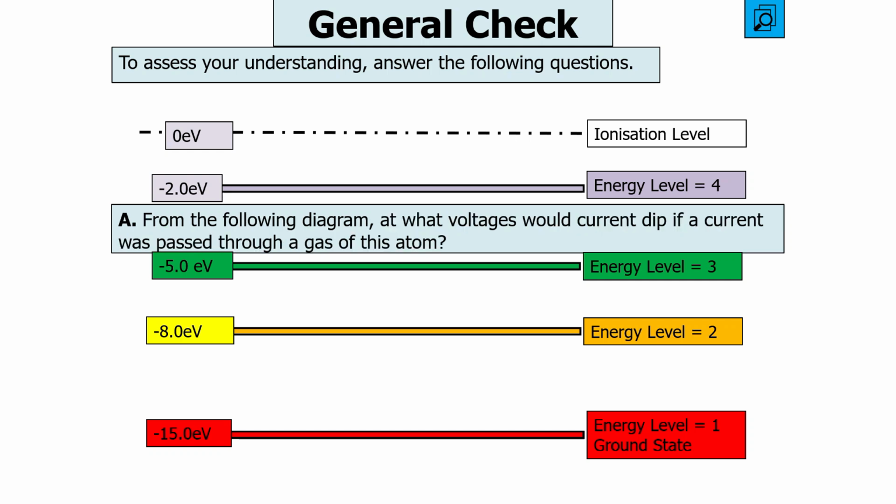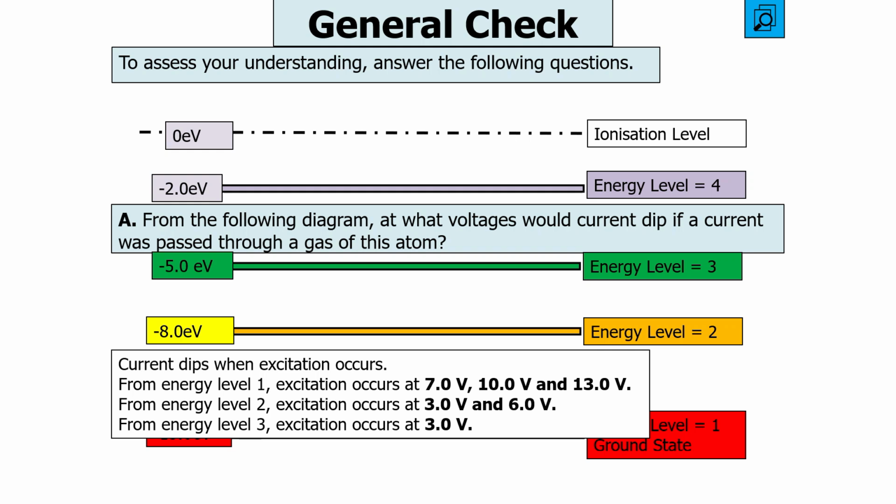From the following diagram, at what voltages would current dip if a current was passed through a gas of this atom? So pause the video now, then unpause the video when you want to go through your answer. Current dips when excitation occurs. So for energy level 1, excitation will occur at 7 volts, 10 volts and 13 volts. At shell 2, or energy level 2, it would be 3 volts and 6 volts. For energy level 3, excitation occurs at 3 volts.